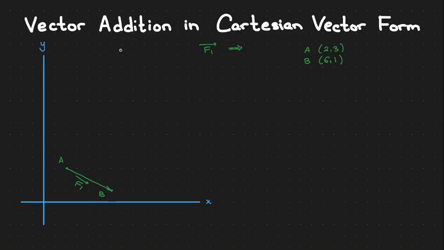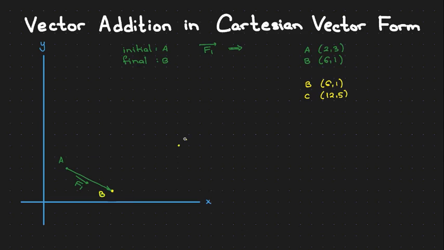What I mean by this is the initial position of F1 is at point A and its final position is at point B. So F1 is the vector that specifies the position of B relative to A. Well, let's say I have another vector and this vector starts at B with coordinates, of course, 6, 1, and it ends at point C with coordinates 12, 5. So let's find those 2 points, B, 6, 1, and C, 12, 5.